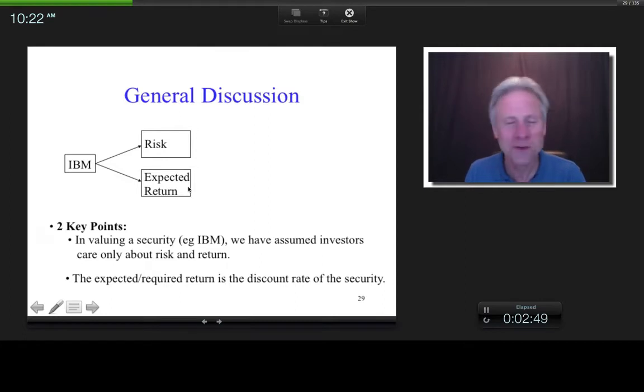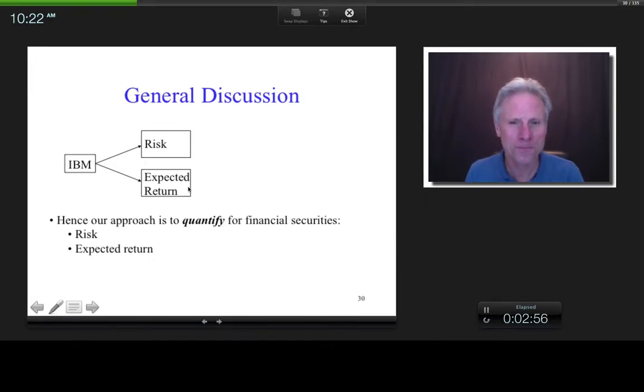And that's our goal, to figure out the discount rate for financial securities. So what's our approach going to be? Well, what we're going to do is we're going to quantify this risk. And we're going to quantify this expected return.